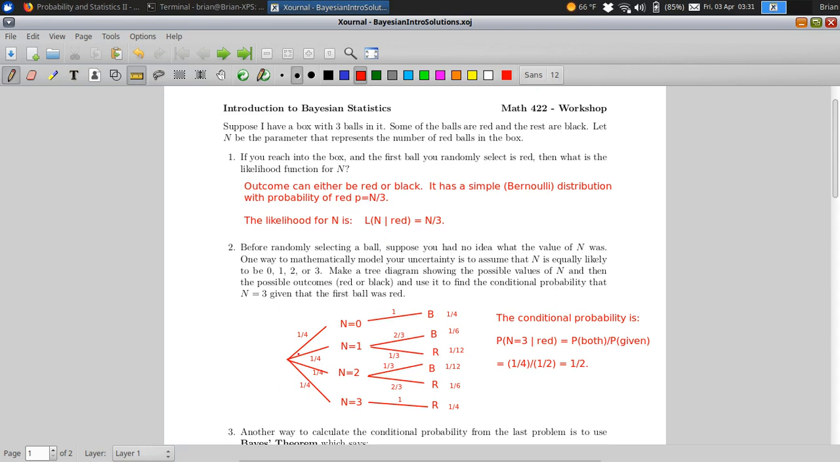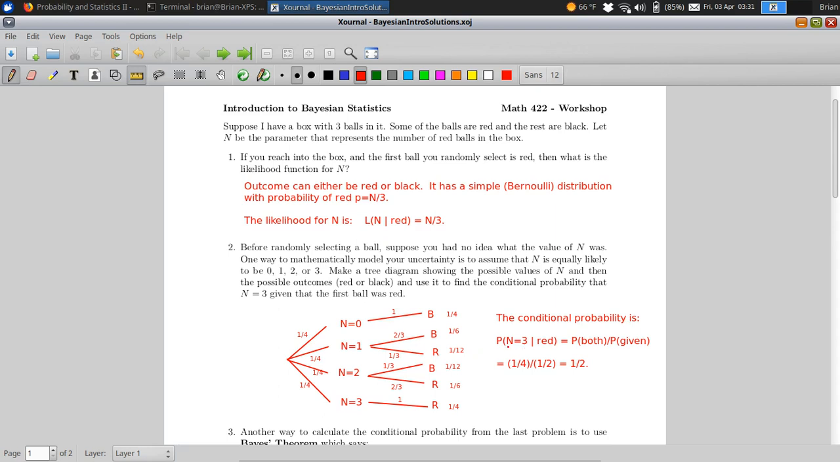Okay, and then the way tree diagrams work, of course, is you multiply along the paths to get the final probabilities. So these are the final probabilities for all of the different things that could happen. And then I ask here, I say, find the conditional probability that n equals 3, given that the ball was red. So how do you get a conditional probability?